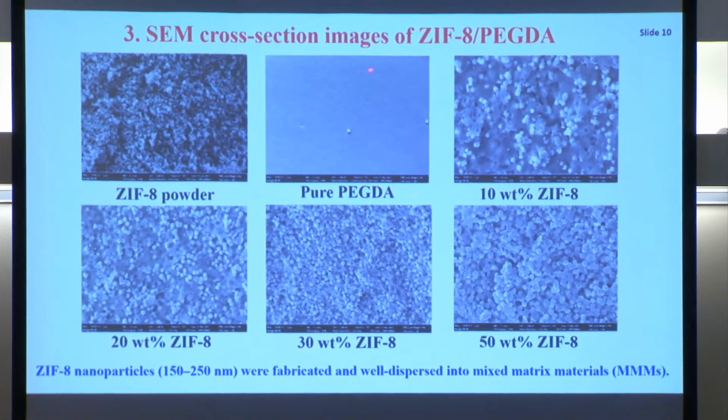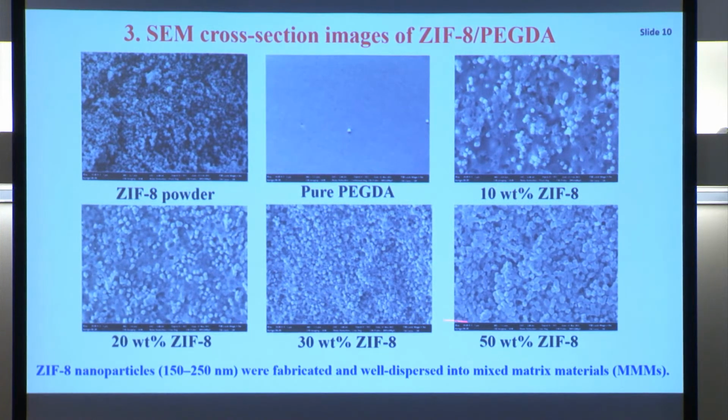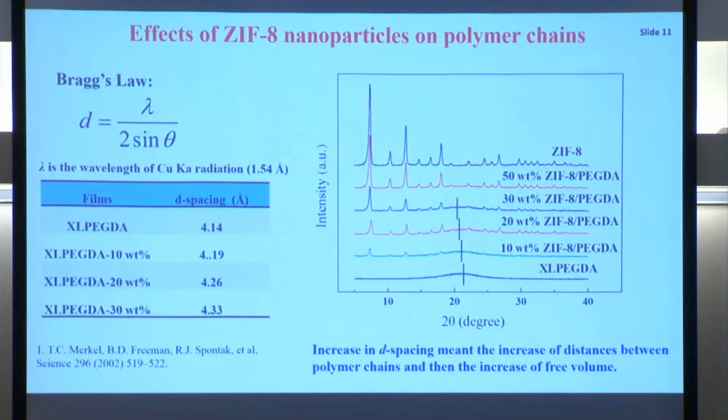This is the SEM cross-section image of the ZIF-8 PEGDA. You can see the 10% to 50% of ZIF-8 is well dispersed in the mixed matrix materials. And this is the XRD pattern of the ZIF-8 PEGDA membranes. You can see the increase in d-spacing means the increase of the distance between polymer chains, and then the increase of the free volume.